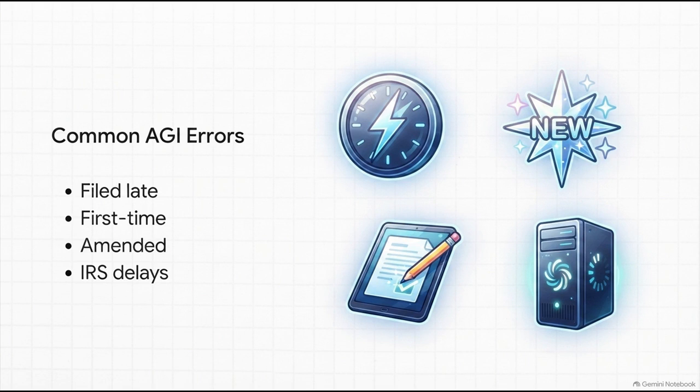Say you filed late last year, or maybe the IRS is just experiencing processing delays. They might not actually have last year's tax return fully entered into their master database yet. So to their system, your AGI just doesn't exist. Other really common culprits include being a first-time filer, simple transcription errors like a typo, or pulling the number from an amended return instead of your original one. We'll get to that in a second.